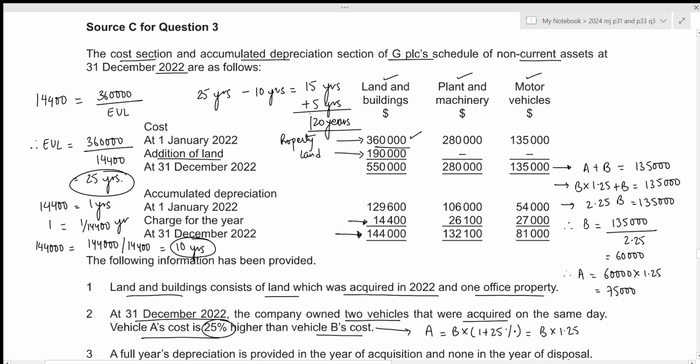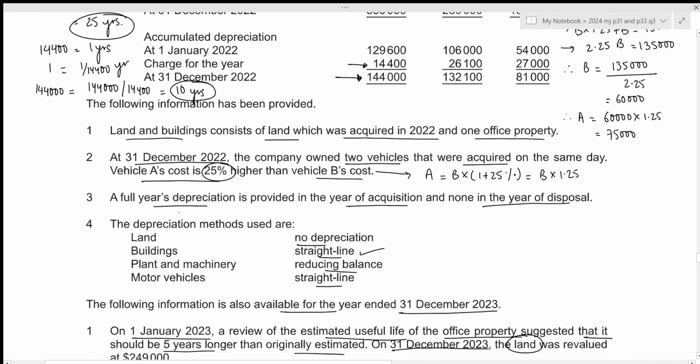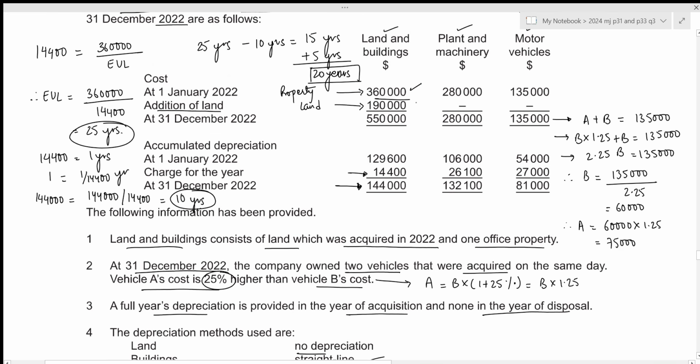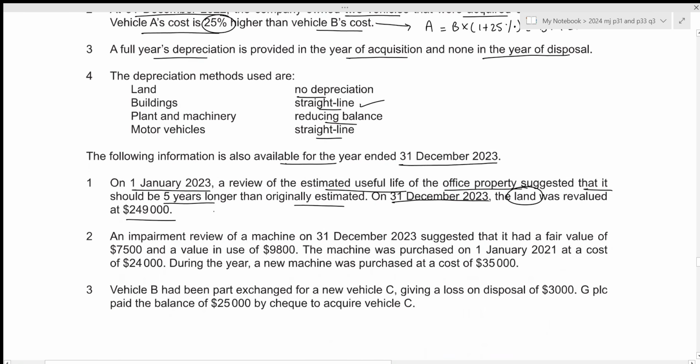So this is the remaining estimated useful life after we change the estimated useful life by 5 years. Let's read the remaining additional information as well. On 31st December 2023, the land was revalued at 249,000. So previously, the cost of land was 190,000 and we do not charge depreciation on it. So clearly there has been a revaluation upwards. Let's calculate it.